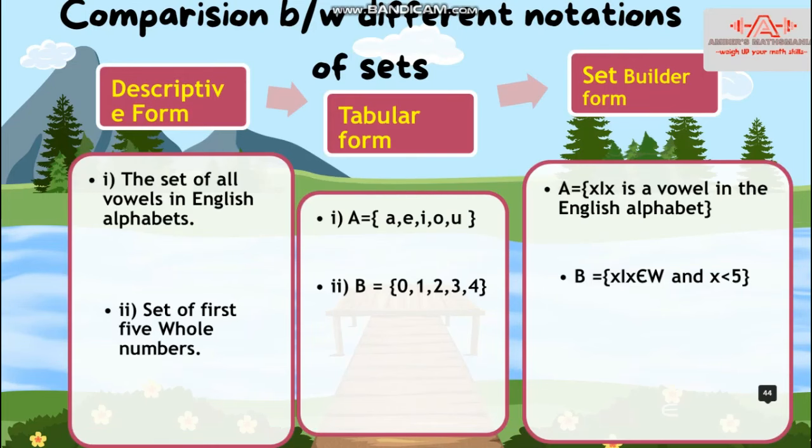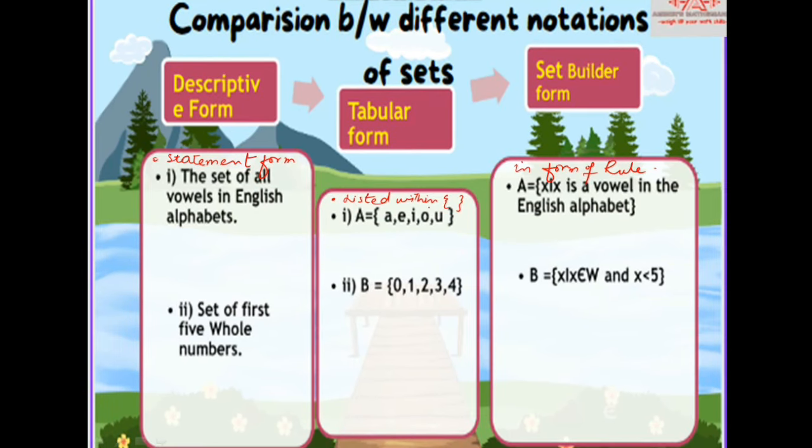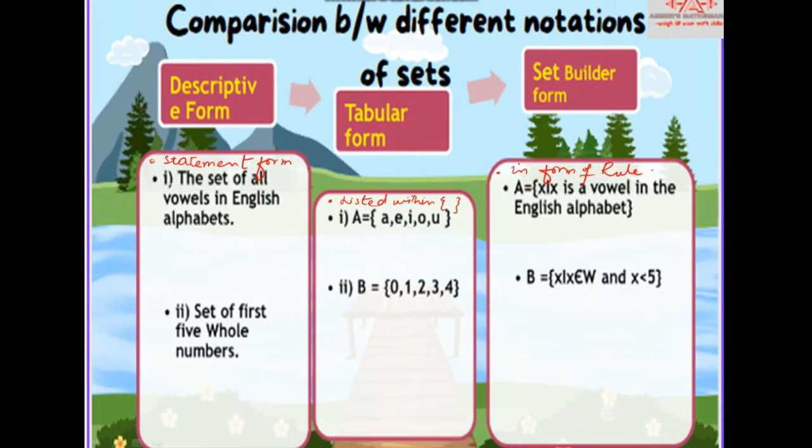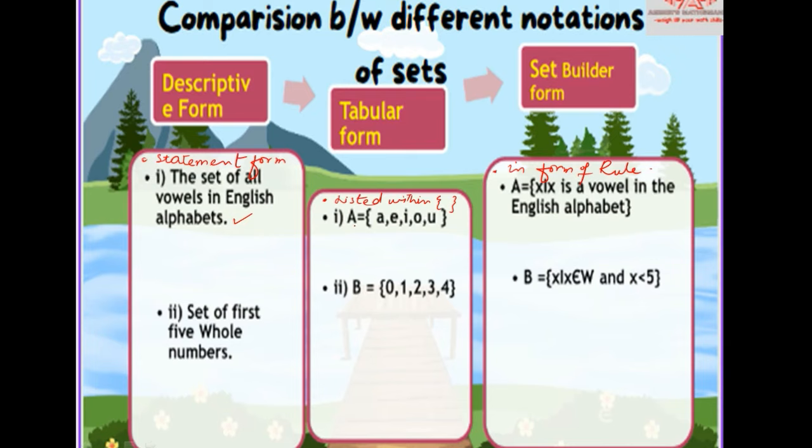Now the comparison between different notations of sets: descriptive, tabular and set builder form. Number 1, elements are in statement form. Here elements are listed within curly braces and elements are in the form of rules. Number 1 example, the set of all vowels in English alphabets. It is in the statement form, and here we can write it as A is equal to A, E, I, O, U. We have listed it within curly braces.